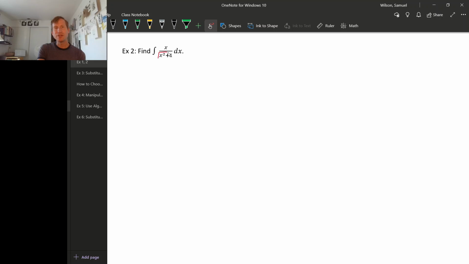And if we treat x squared plus 1 as the inside, the derivative of x squared plus 1 is 2x, and there's an x. So it seems like taking u to be x squared plus 1 seems sort of promising. So let's try this. Now we need to take differentials. So du is the derivative of this times dx, and the derivative of x squared plus 1 is 2x.